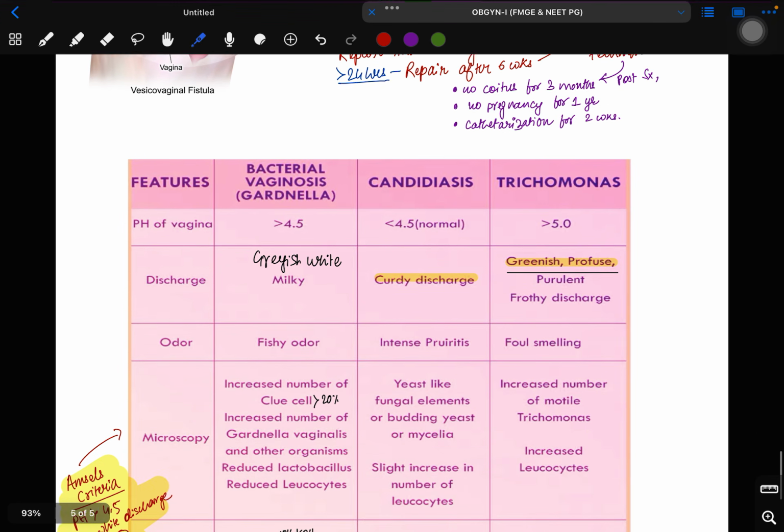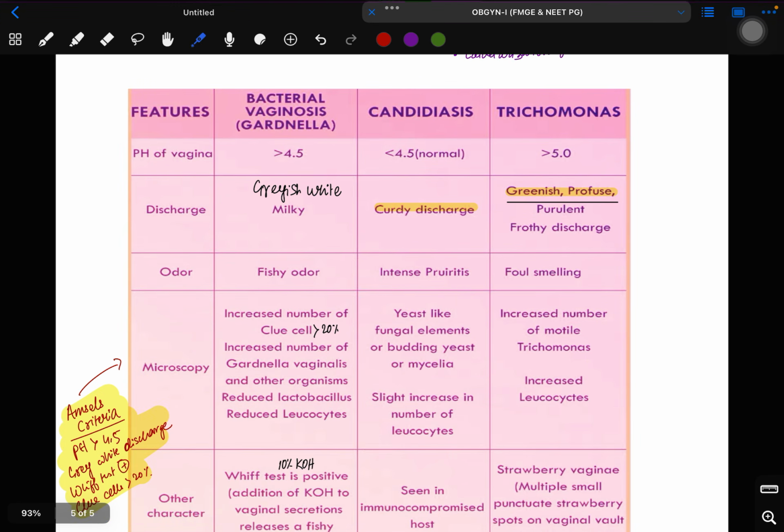And ultimately our last topic, which is the vaginal infections. So these are very important, these 3: bacterial vaginosis, the Gardnerella, the Candidiasis, and Trichomonas. So in bacterial vaginosis, the pH should be more than 4.5, candidiasis less than 4.5, and trichomonas more than 4.5.